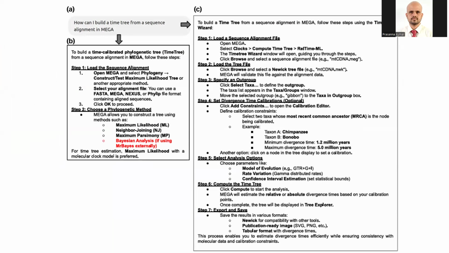Okay, so what is this time tree? Using a phylogenetic tree, you can derive the timing of the evolution. You can say from organism A to organism B, how long it takes to evolve. Okay, this can be easily calculated.